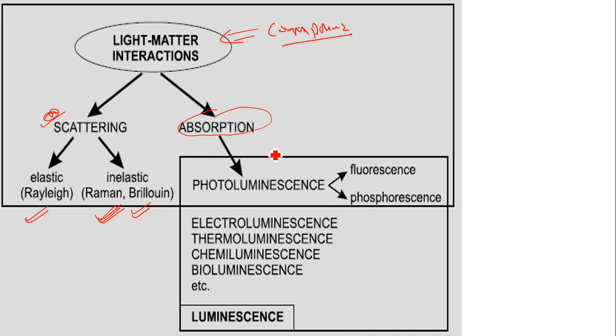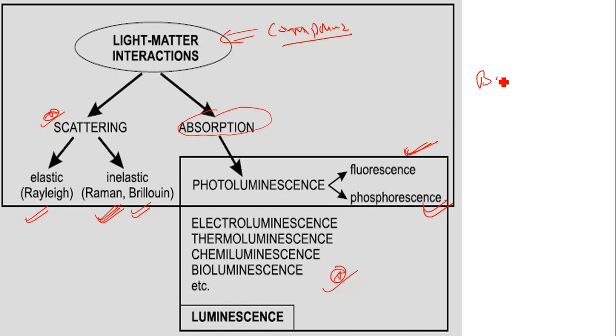Now what is absorbance basically? Absorbance can be categorized under photoluminescence. In photoluminescence there are two possibilities, whether it is fluorescence or phosphorescence. Then there can be electroluminescence, thermoluminescence, chemiluminescence or bioluminescence. So these are the luminescence point of view. Photoluminescence has two categories, that is fluorescence and phosphorescence.